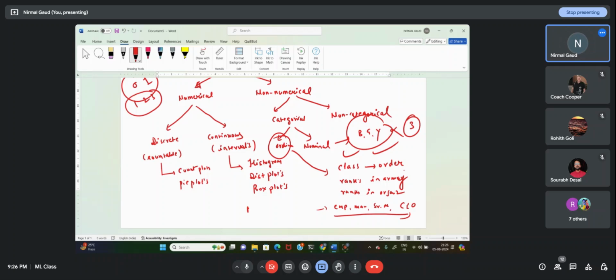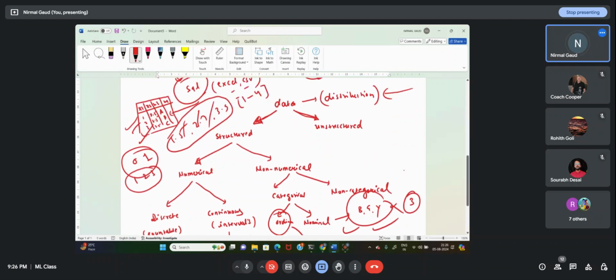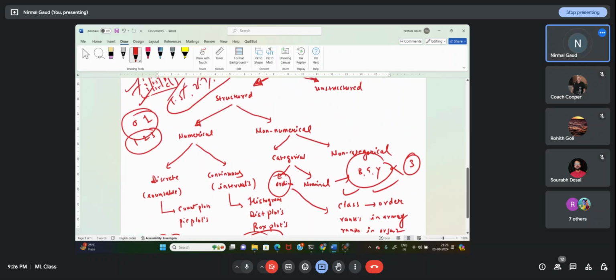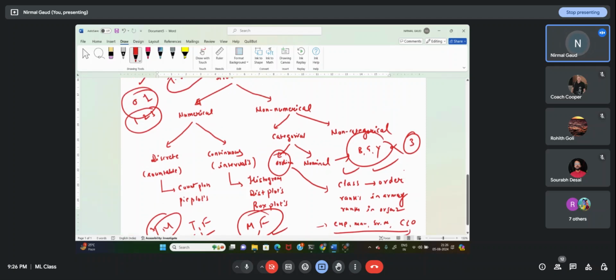For example, male, female is again nominal data. Like true, false, yes, no, all are nominal data. Anyone can come in any position. Two classes, three classes, so these are the classes. All right, so in structured data classification, we divide the data in such a format.